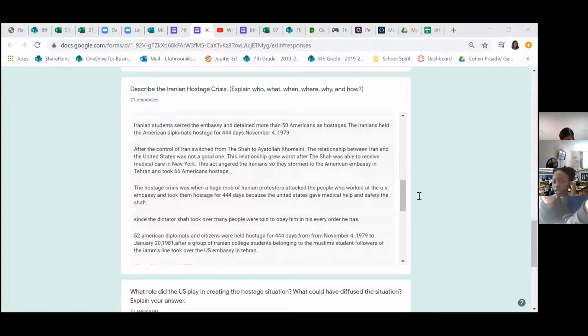What was the Iranian hostage crisis? It was basically a group of Iranian protesters, and what happened was that they attacked an embassy, I think the United States embassy, and they took hostages. They were held hostage for a really long time, and that's when the United States decided that they wanted to give medical help and provide protection to the Shah.